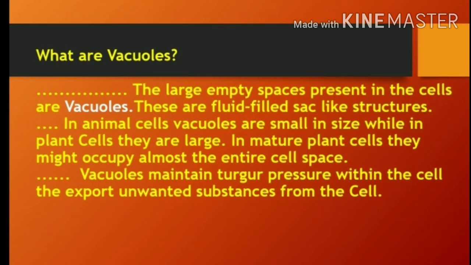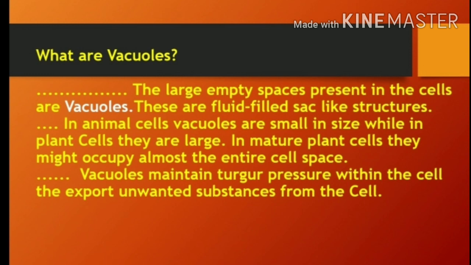What are vacuoles? Vacuoles are defined as the large empty spaces present in the cells. Okay? These are fluid filled sac like structures. If we see in animal cells, vacuoles are small in size, whereas in plant cells, they are large in size. In mature plant cells, if we observe, they might occupy almost the entire cell space.